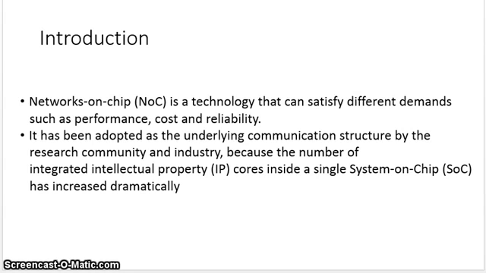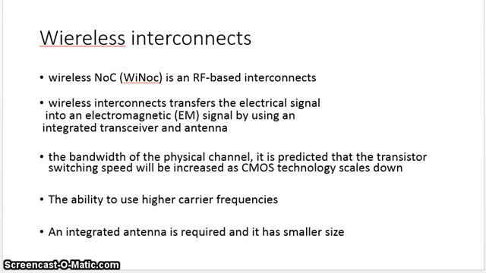Network on chip is a technology that can satisfy different demands such as performance, cost, and reliability. It has been adopted as the underlying communication structure by the research community and industry because the number of integrated intellectual property cores inside a single system on chip has increased dramatically.